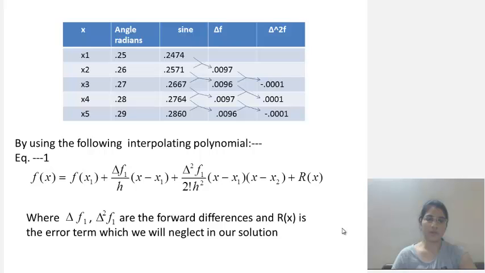f upon dx square. The interpolating polynomial is f of x equal to f of x1 plus del f1 upon h into x minus x1 plus del square f1 upon factorial 2 into h square, x minus x1 into x minus x2, plus r of x, where delta f1 and delta square f1 are the forward differences and r of x is the error term, which we will neglect in our solution.